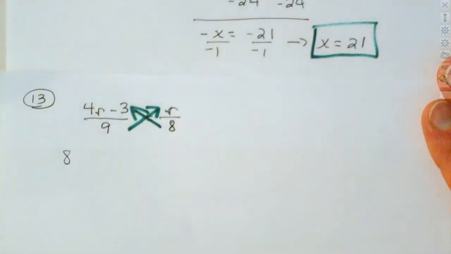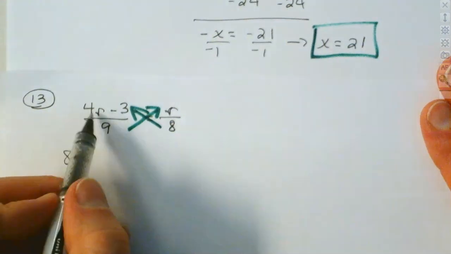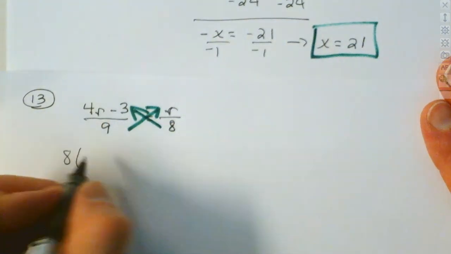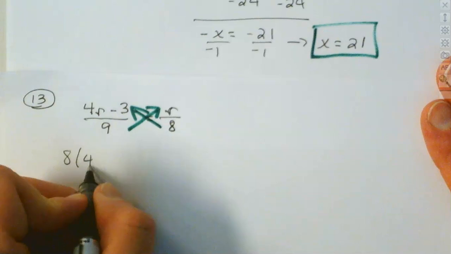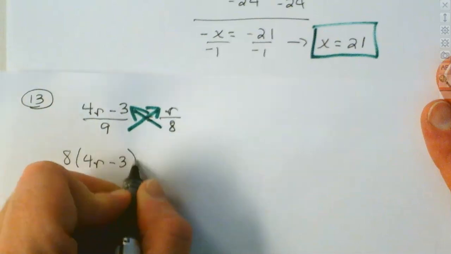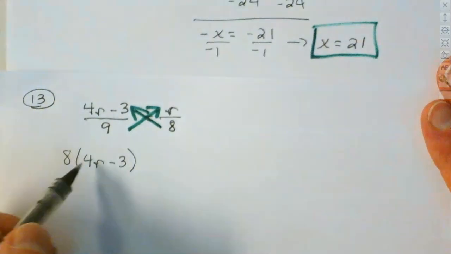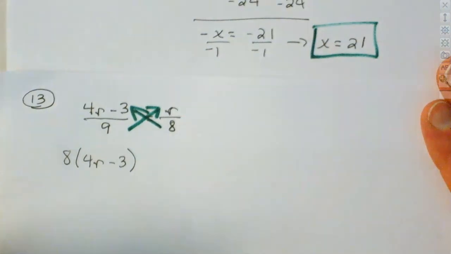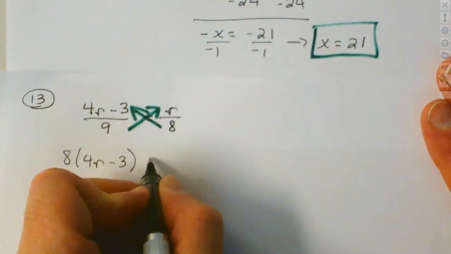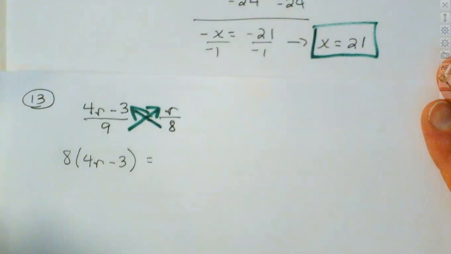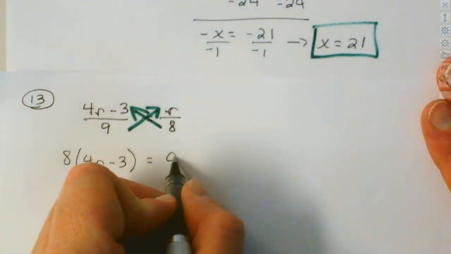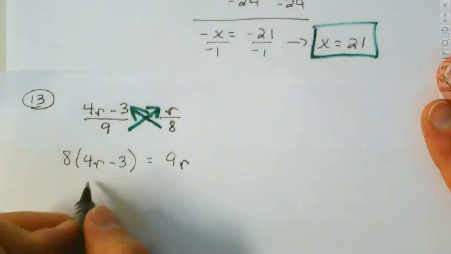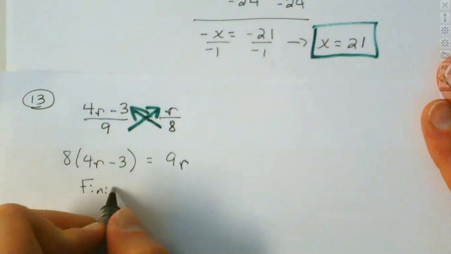We need to put the 8 in front, and it's going to get multiplied by 4r minus 3. So we're going to use parentheses here. So we put the 8 in front, and then we have a 4r minus 3 inside of there, we use parentheses. And what does it then equal on the other side? 9r, right? And that's it. I think you can finish it from there.